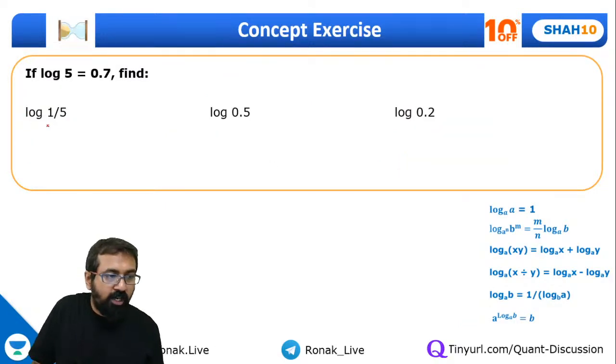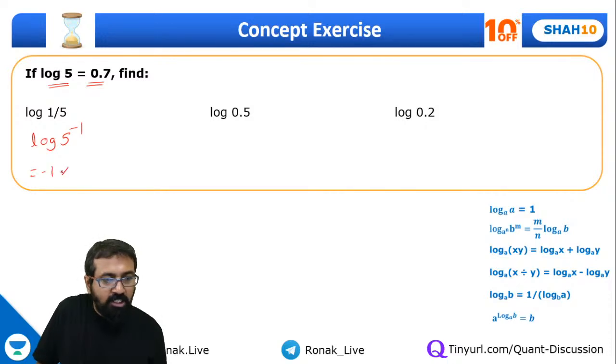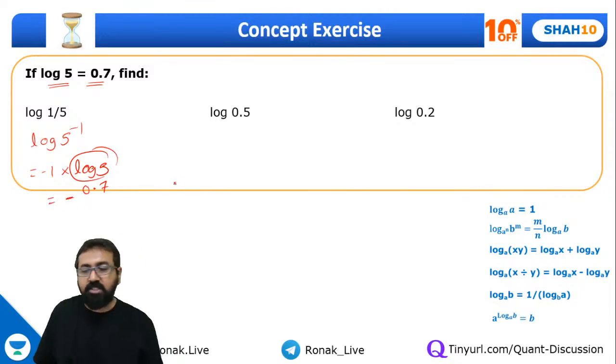Great. So let's go ahead. Now see, in this question log of 5 is given as 0.7. So can I say log of 1 by 5? You can say this is log of 5 raised to minus 1, which is minus 1 into log of 5. And of course this is 0.7. So the result will be minus 0.7.